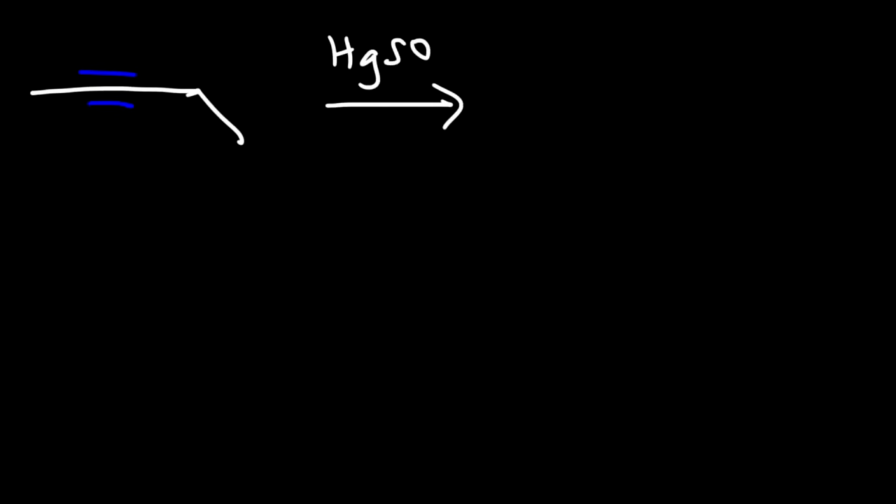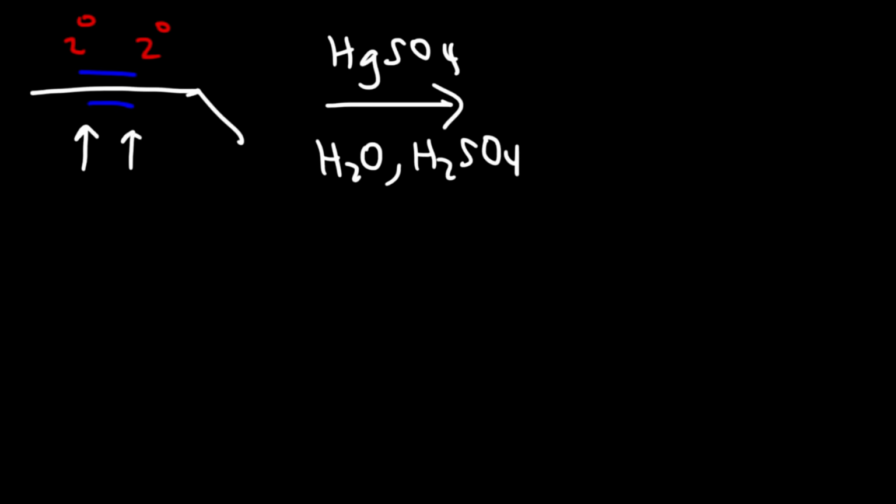Now, what do you think will be the product of this reaction? So let's say we have 2-pentyne, and we're going to react it with mercury sulfate in water and sulfuric acid. So this carbon is secondary and this carbon is secondary. So we have an unsymmetrical alkyne. So because it's equally substituted, we can get a ketone at any one of these two carbons. So we're going to get a mixture of products. We're going to get 2-pentanone, and also we'll get 3-pentanone.